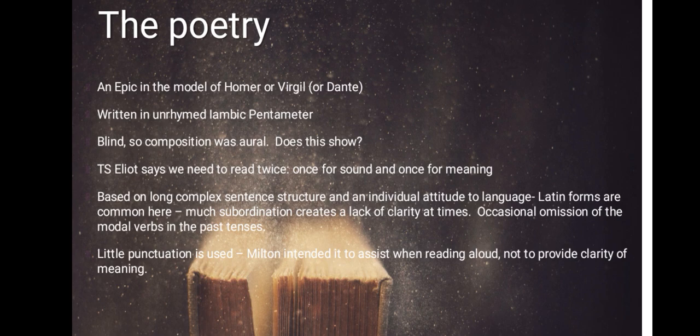T.S. Eliot says we need to read it twice, once for sound and once for meaning. It is based on long, complex sentence structure and an individual attitude to language; Latin forms are common here. Must subordination create a lack of clarity at times? There is occasional omission of modal verbs in the past tenses. Little punctuation is used in the poem Paradise Lost. Milton intended it to assist when reading aloud, not to provide clarity of meaning.